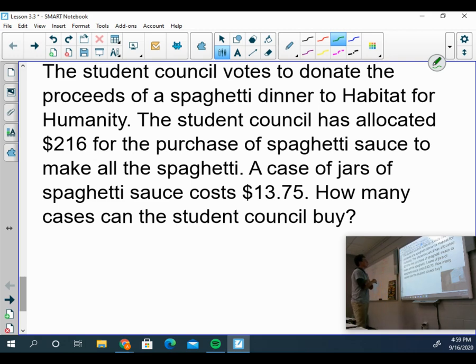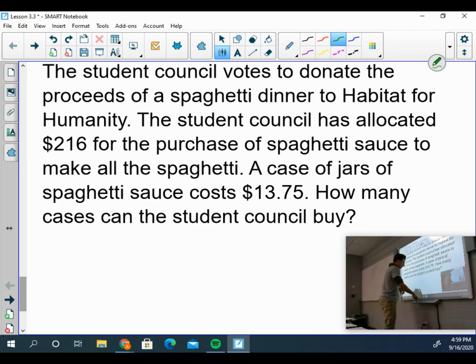So they're donating the proceeds of a spaghetti dinner to Habitat. They allocated $216 for the purchase of the sauce. One case is $13.75. How much should we buy? Go ahead and set this up on your own and solve it if you are capable. If you are struggling, stick with me and follow along. If you're solving it on your own, pause the video right now, and then once you're done solving it, come check back in with me.